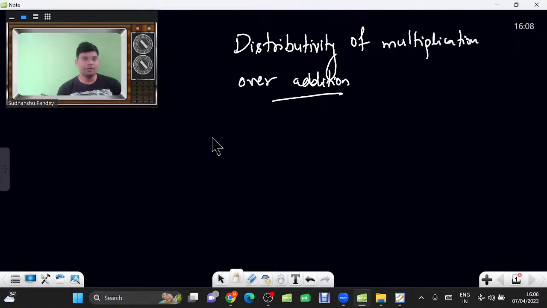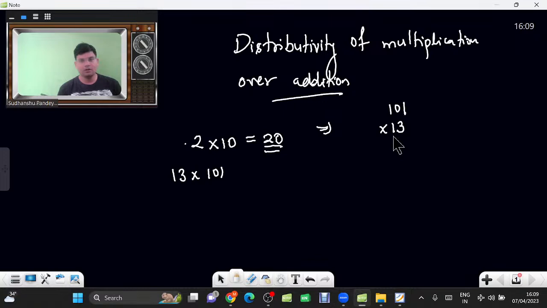Now how does this property work? Suppose I have a number 2 and it has to be multiplied by 10. Very easy, we can multiply them and write 20. Suppose I have a number 13 and I have to multiply it by 101. There are two ways of doing it. The one way is the typical multiplication method, we write 101 multiplied by 13.